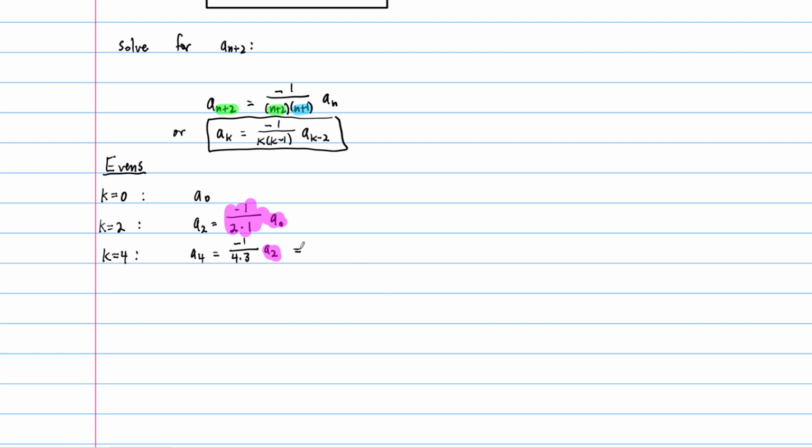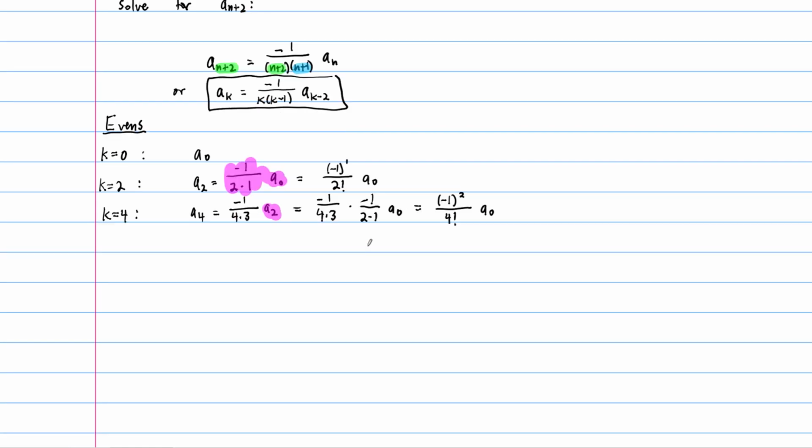We can write this as negative 1 over 4 times 3, times negative 1 over 2 times 1, times a sub 0. And if we put this all together, we get negative 1 squared over 4 factorial times a sub 0. And the one up here is negative 1 to the 1 over 2 factorial a sub 0. We'll go to the next one.